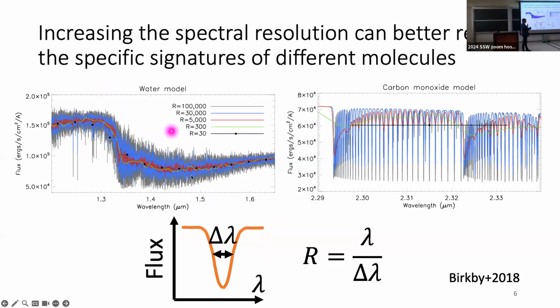At some point, you'll just get the continuum of the spectrum. At the top left here, you have a water template, a molecular template for the water molecule, at varying resolutions. You can see that above a resolution of about 1,000, you start resolving the fine absorption features of water. And on the right, you have the same thing for carbon monoxide, around 2 microns.